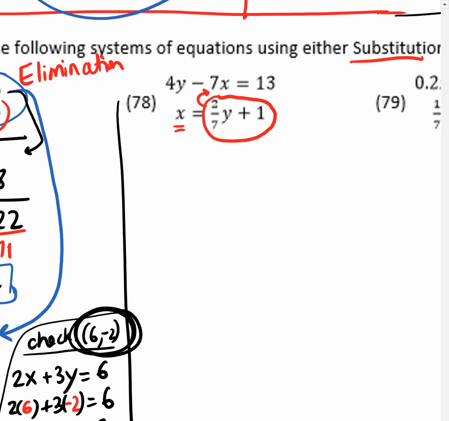So number 78, we kind of talked about it's going to be easier to do substitution, I think, because it already has one variable isolated like that. If y was isolated, same thing. It doesn't matter which variable is isolated. So I'll do substitution.